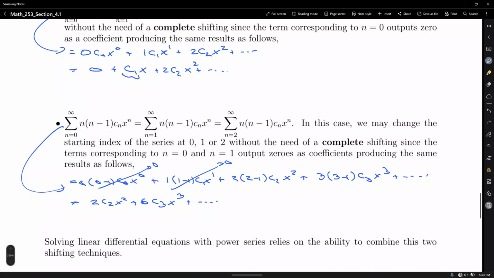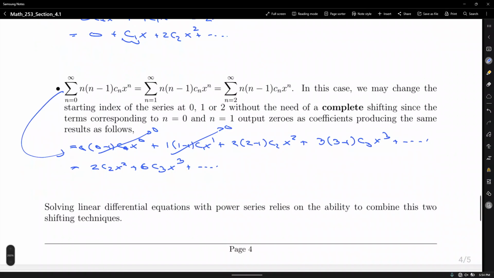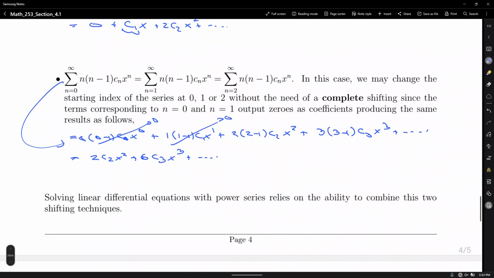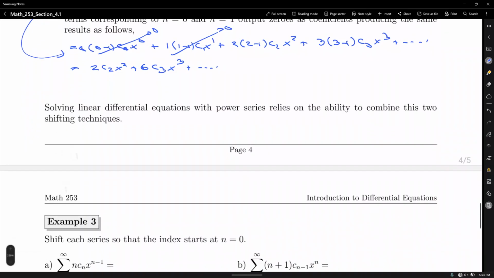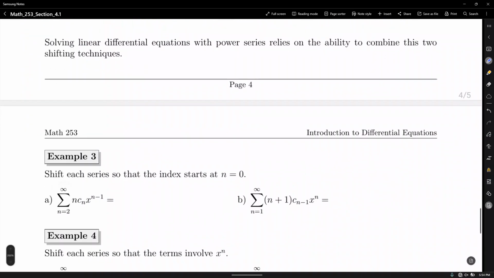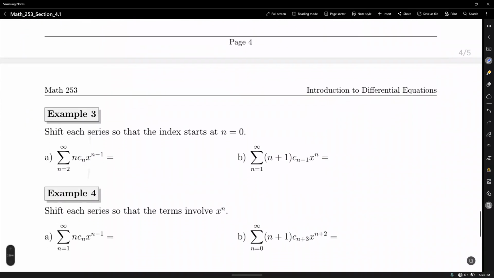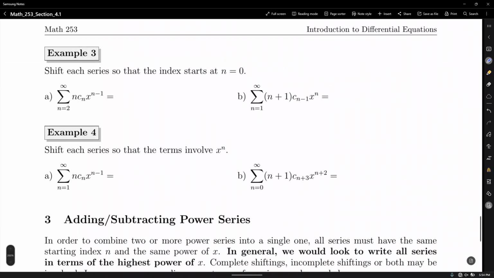So guys, the real trick when it comes to solving differential equations with power series is to be skilled with combining these two techniques plus something else. But we're going to get there soon. We're just having a look at some tools, some prep that we need to solve a differential equation.